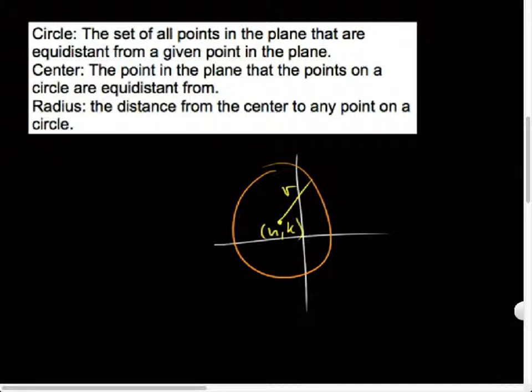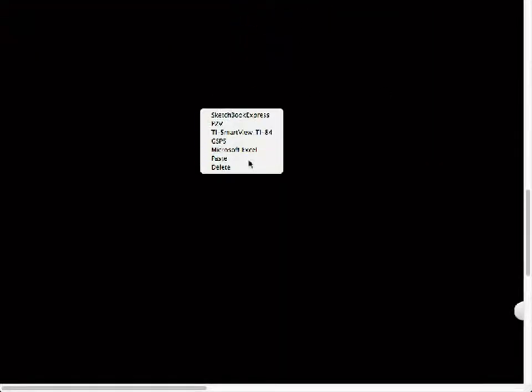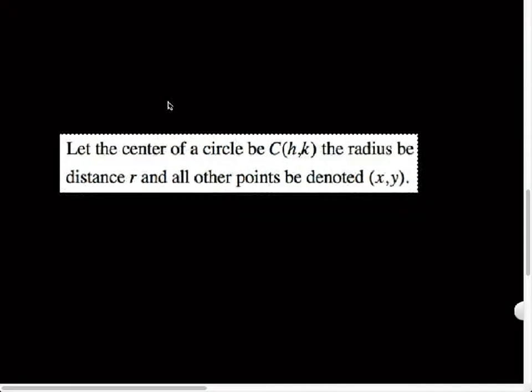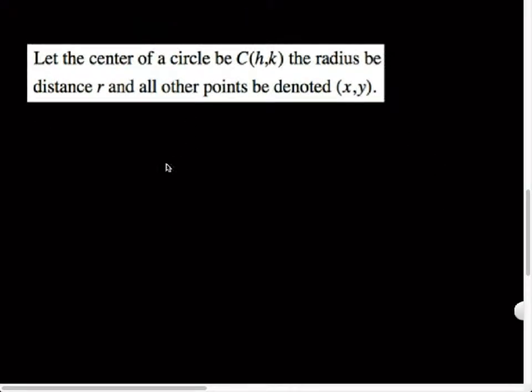So let's talk about the equation of a circle. If it's talking about distance, this constant distance called my radius, it turns out that the equation for a circle is going to relate to, who would have thought, the distance formula. Let's kind of discover this. You don't have to write this part down. Let the center of the circle be the point C, h comma k, and the radius be distance r, and all other points be denoted x comma y.